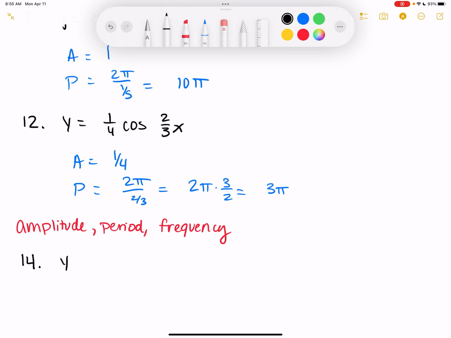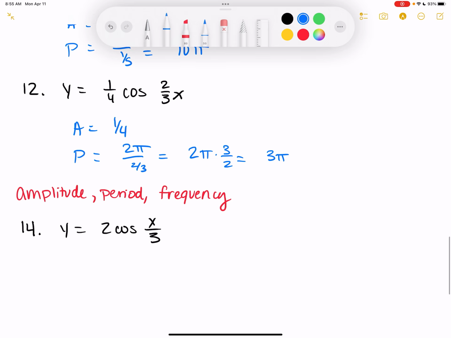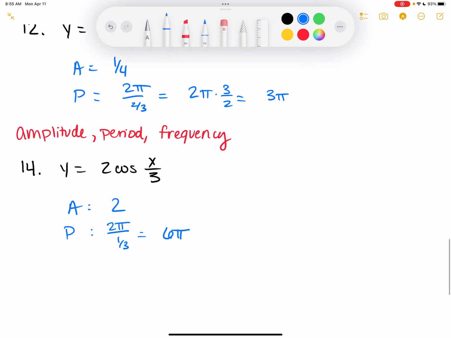All right, 14. y equals 2 cosine of x over 3. So amplitude, 2. Period, 2 pi over 1/3, which is 6 pi.